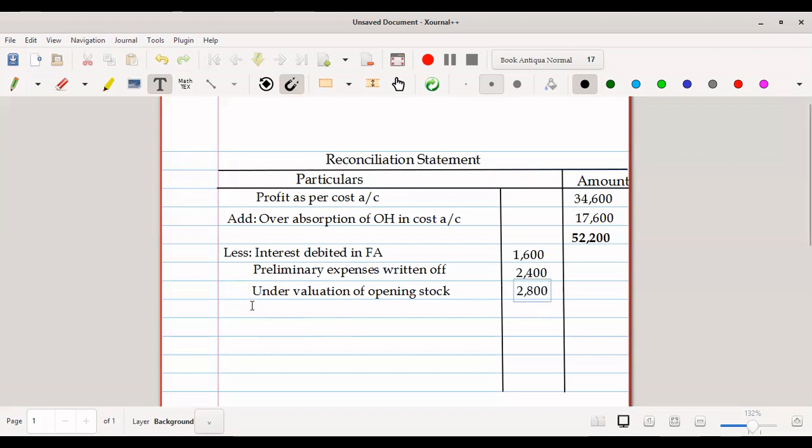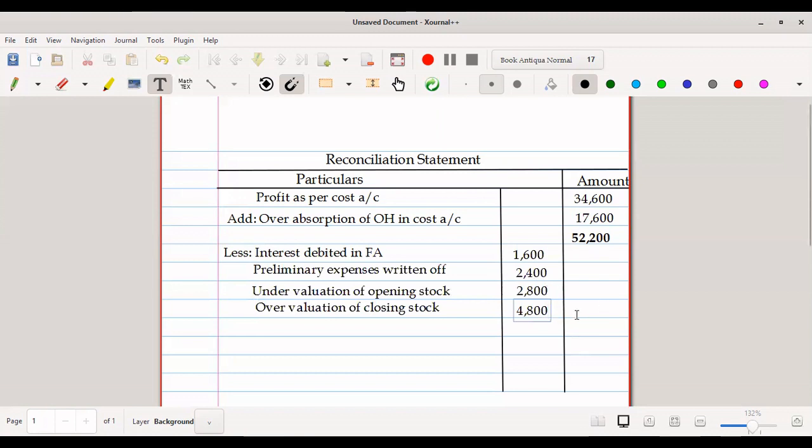And finally, the last item which you are going to deduct is overvaluation of closing stock in cost account. Overvaluation of closing stock in cost account. That is 4,800. So these are the items given in the problem which we have deducted.